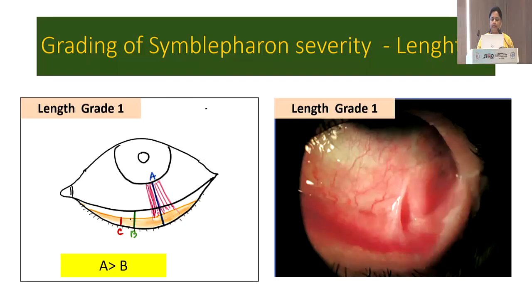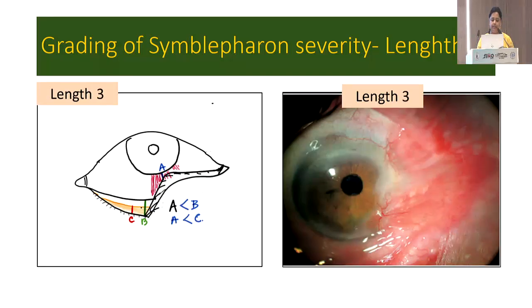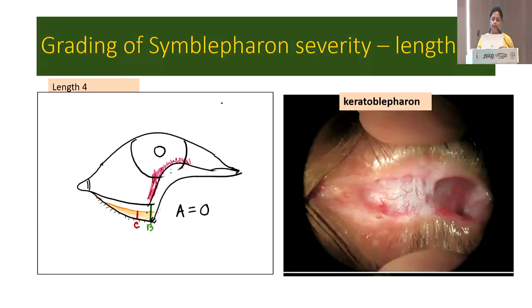This is an example of grade 1 symblepharon. This is grade 2. Here, this length is more than or equal to the palpebral conjunctiva. And grade 3 is when it is less than the palpebral conjunctiva and the tarsal plate height. This is grade 3. And grade 4 is basically keratoblepharon, where the symblepharon height is 0.